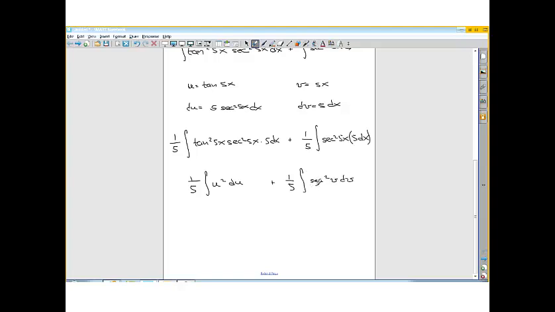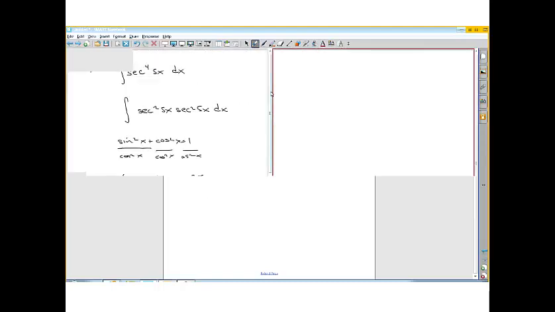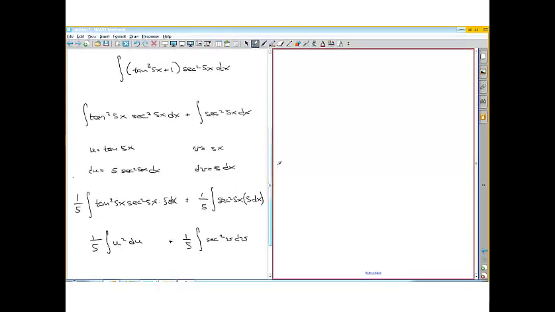Now both of these are on page 520 as far as simple integrals. The integral of u squared is u cubed over 3. So we'd have 1/5 u cubed over 3. And then we'd have 1/5 the integral of secant squared of v, which would be equal to the tangent of v, plus our arbitrary constant c.